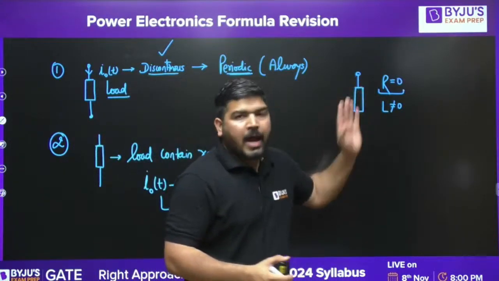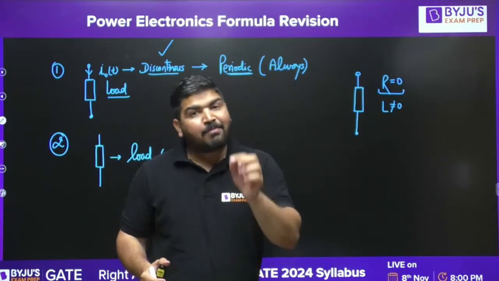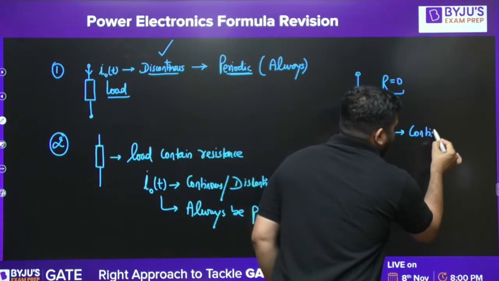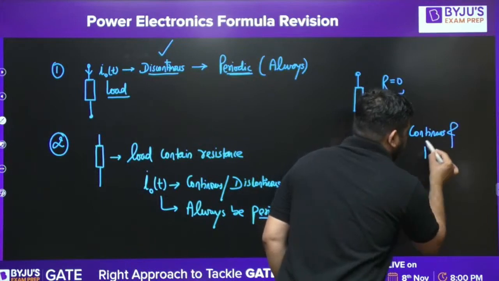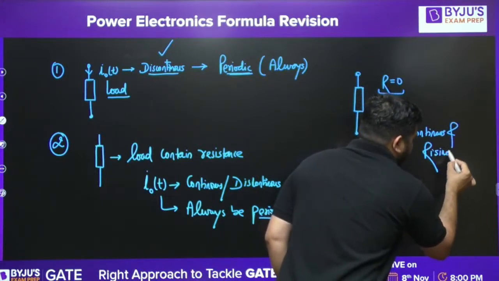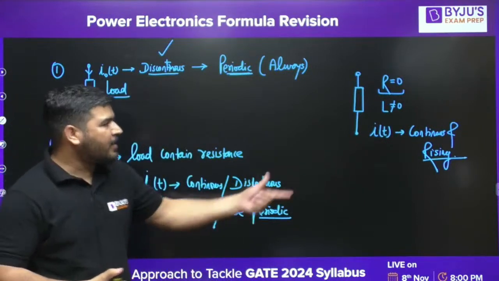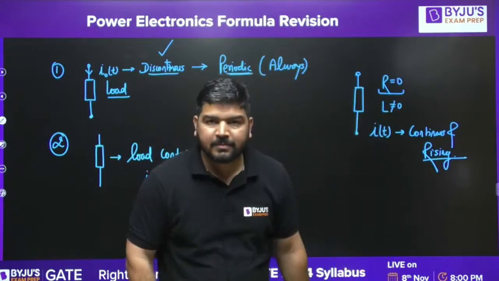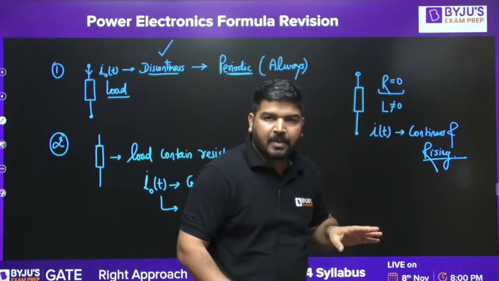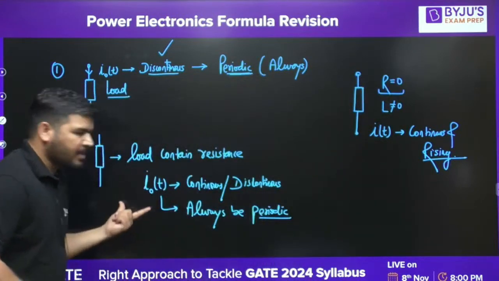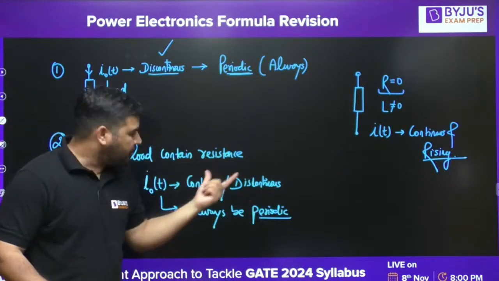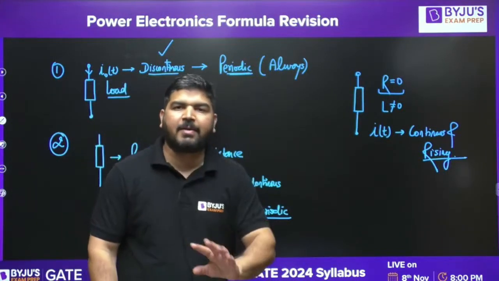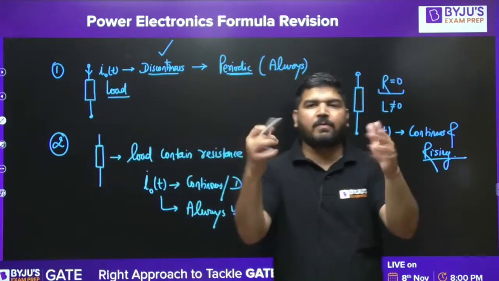Okay. So in a pure L load or LE load, it might be possible that the current is continuous and rising. But if some non-zero R came, then it must be periodic, always periodic, whether it is continuous or discontinuous, it doesn't matter. If R is there, it will always be periodic.